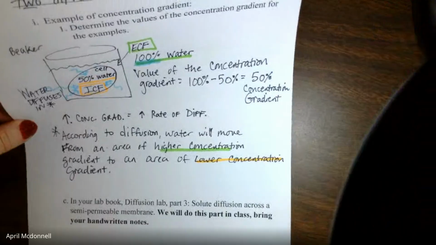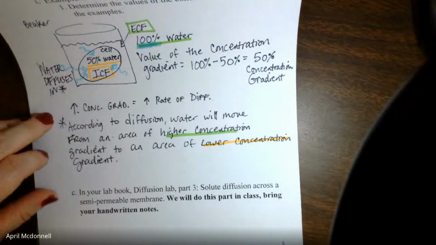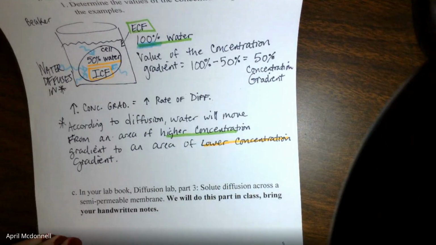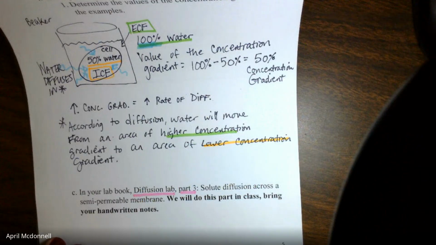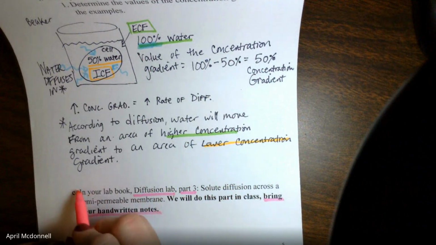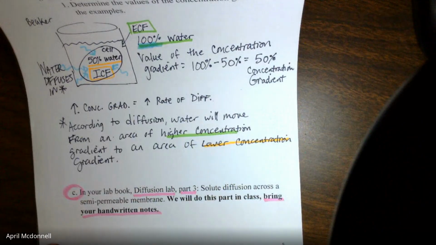Notice on the next problem that it says we will do this part in class, because we're going to look at a specific portion of the diffusion lab, which is part 3. You're going to apply what you know about diffusion to this lab. Make sure that you bring your handwritten notes to class so that we can complete letter C together. I will make some notes on the board for you.